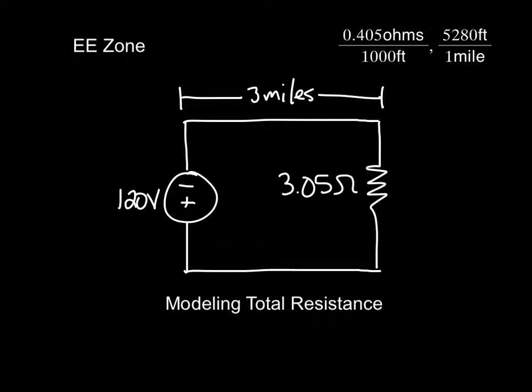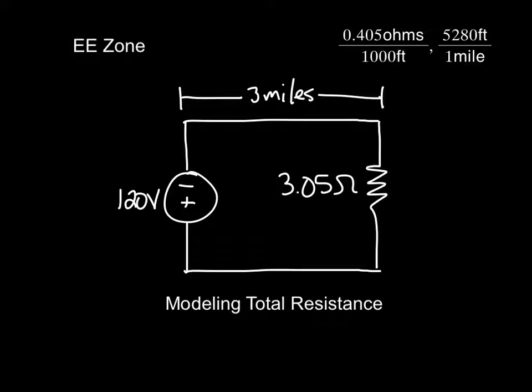Today's circuit is going to be dealing with modeling total resistance. To get started, we need to see we have a 120 volt source. We have a load that's 3.05 ohms, and it is a distance 3 miles away.